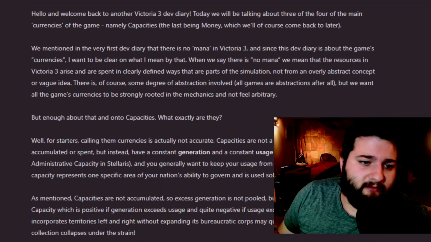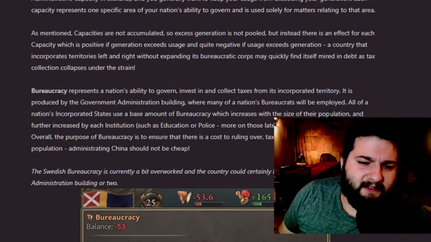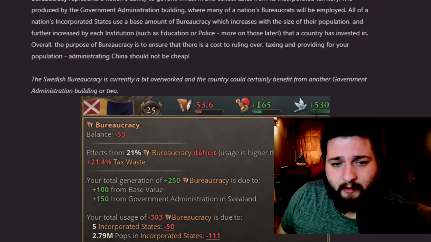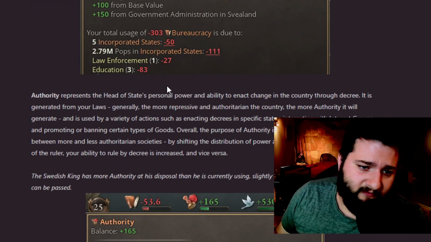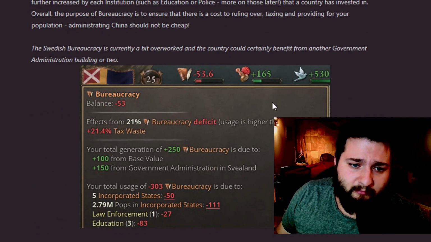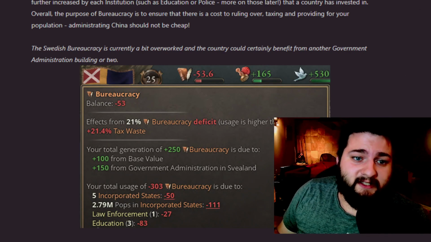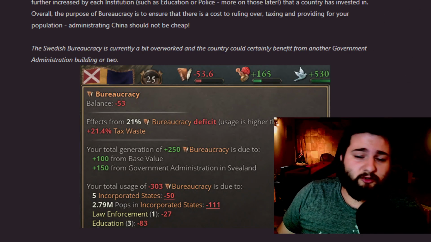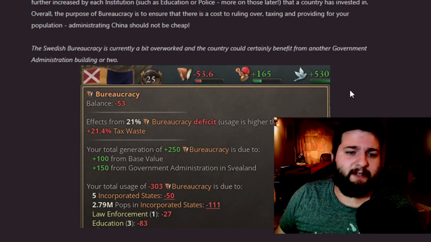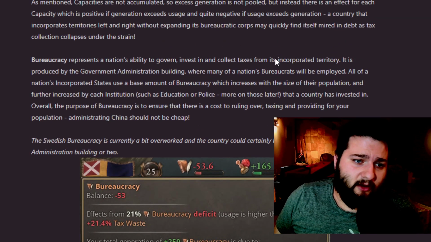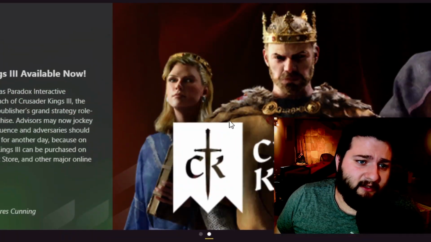What do you think about the capacities, the energy type? Definitely not mana from the information I have. But I don't know how much better of a system it will be. I guess once we get more detailed and actually start playing the game, we'll be able to figure out how good that system is implemented in the game.